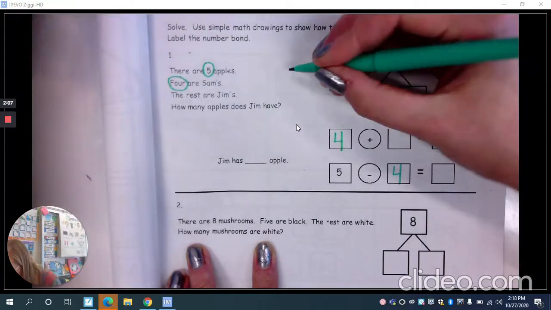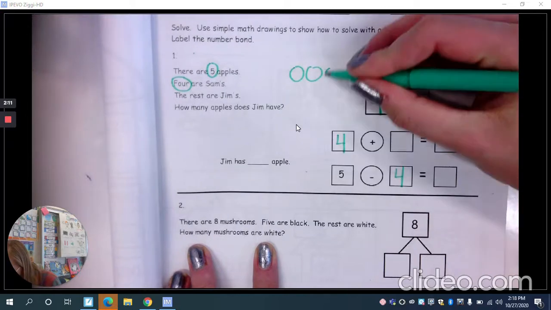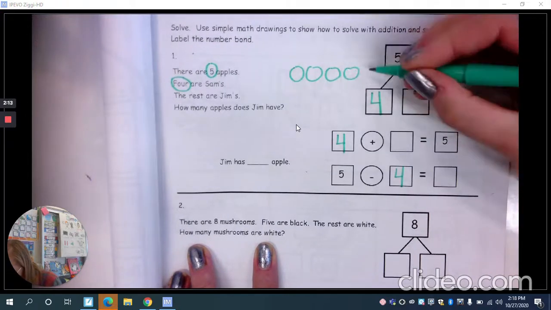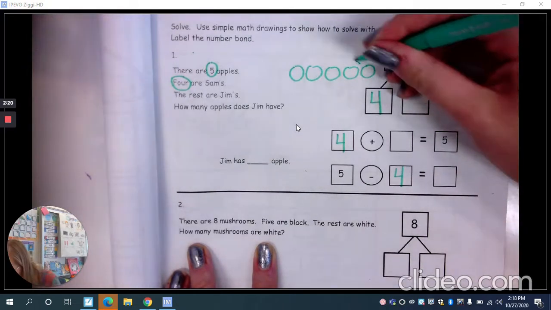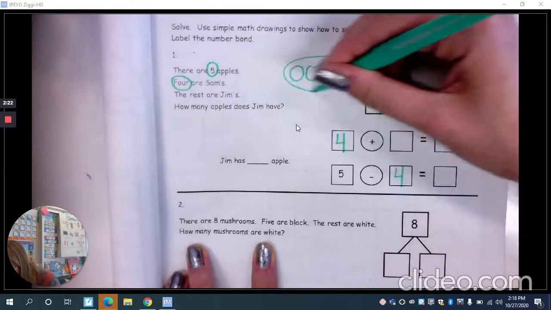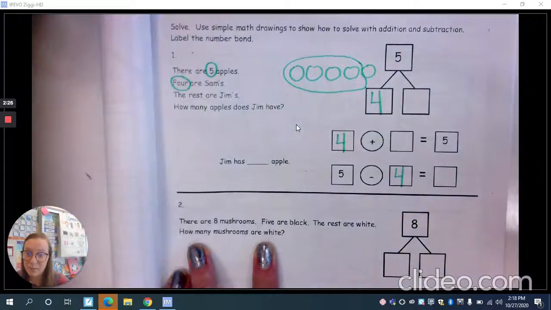So now I get to draw my 5 circles. 1, 2, 3, 4, 5. All right, now I get to circle the part that I know. I know that we have 4. So I'm drawing a circle around 4 of my drawings, 4 of my circles.